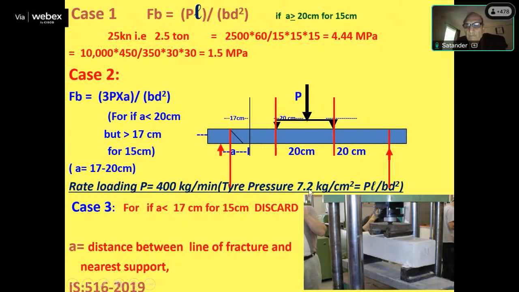If the tire pressure is 7.2, and you put it equal to PL upon BD square, with L as 60, and B and D as 15 centimeter, the P you will get is 400. So the rate of loading comes from the tire pressure. The rate of loading should be 400 kg, 4 kilonewton per minute. IS 516, 2019. So please remember this also.